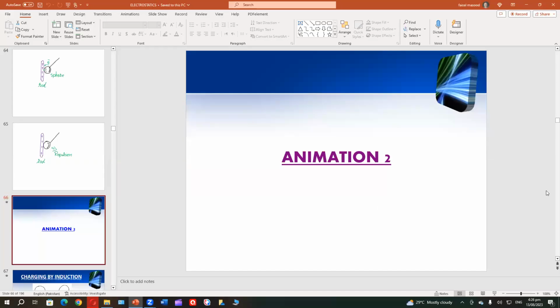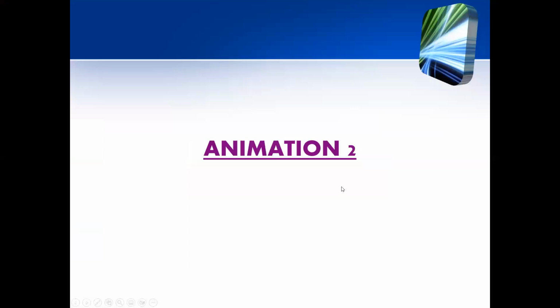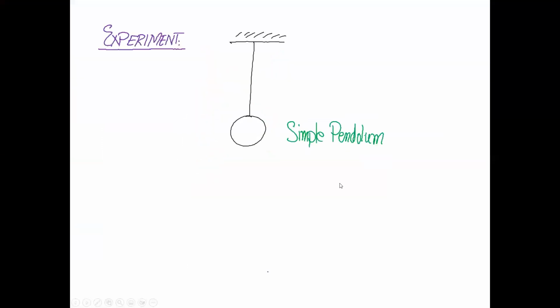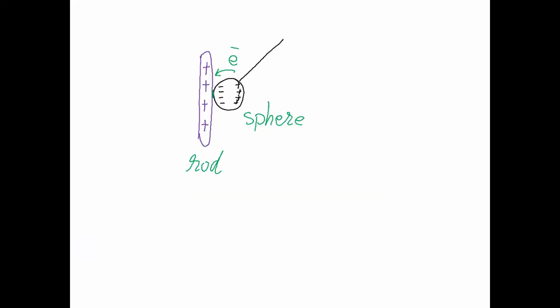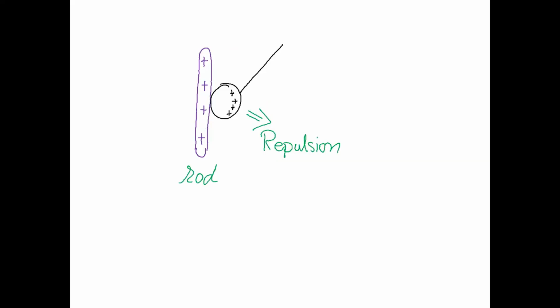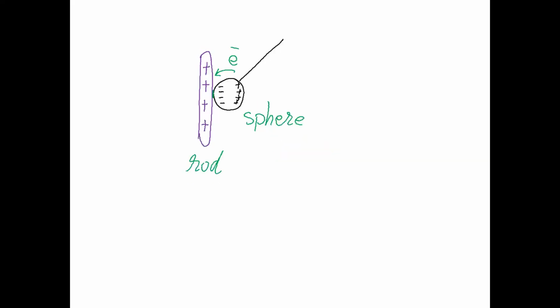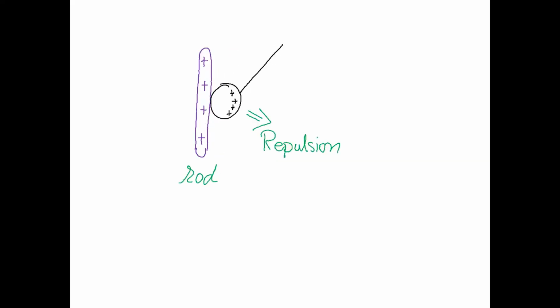So this is the concept of touch and close proximity. Now look at this concept. The simple pendulum is hanging. It's neutral. I brought a rod and now it is electrostatic induction. Then it moves towards the rod due to attraction. But when it touches the rod, it loses electrons and then it rebounds. This is due to repulsion.